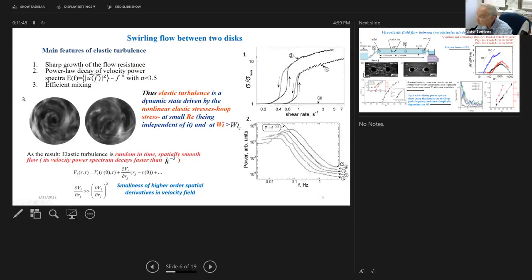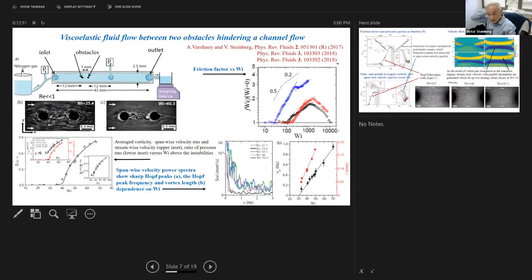Another very important characterization of elastic turbulence is the velocity power spectrum. You can see a rather large range, about 1.5 orders of magnitude, of decay with a decay exponent of about 3.5. The third is efficient mixing. Reynolds is much below 1, but you can see that the flow is random, which we visualize with plastic flakes. Therefore, these are three very important characteristics that define elastic turbulence. In spite of it being called turbulence, it's chaotic flow with this specific property of a continuous power spectrum.